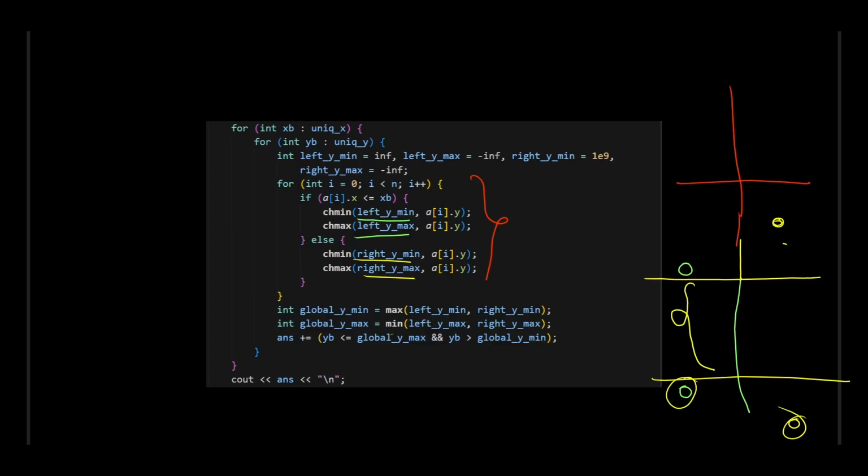Since you were iterating over all the possible horizontal barriers, you can simply check if this horizontal barrier is between this global minima and maxima range that you have selected. If it is, then the answer is yes, this partition, without even looking at any of the points, you can confidently say that this partition will have at least one point in each of these quadrants.